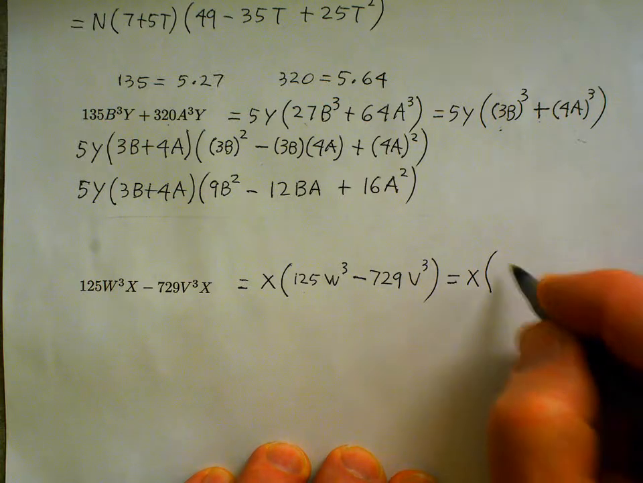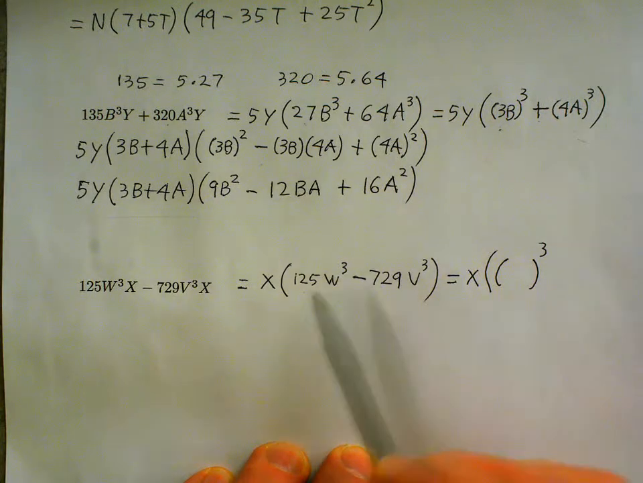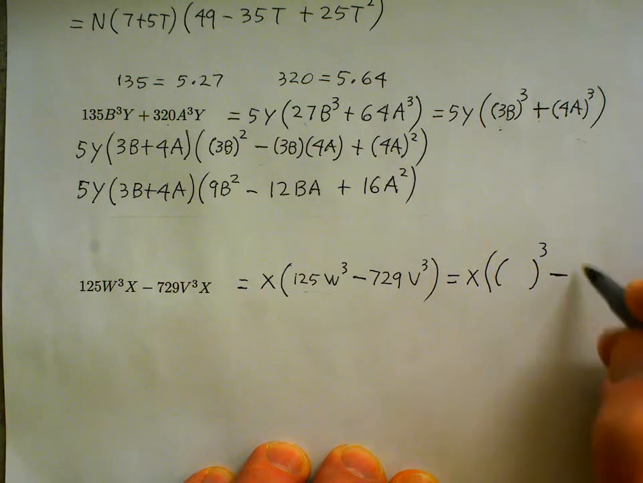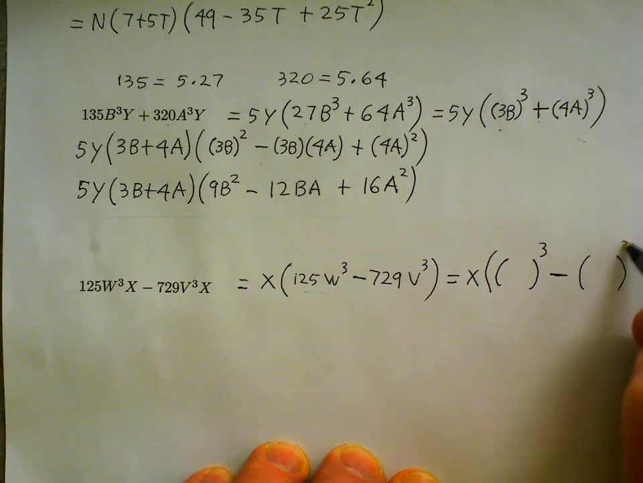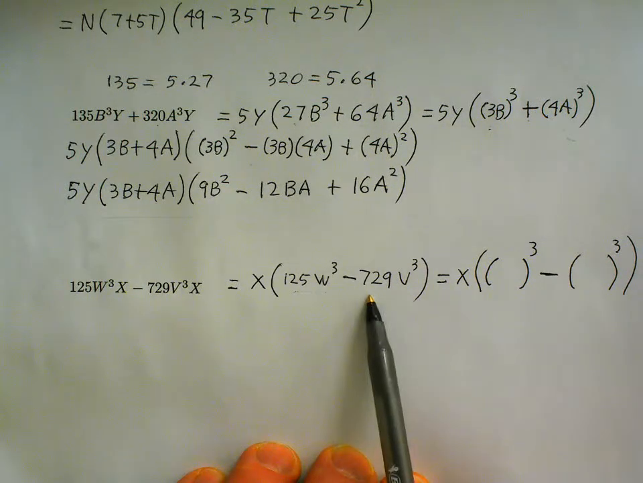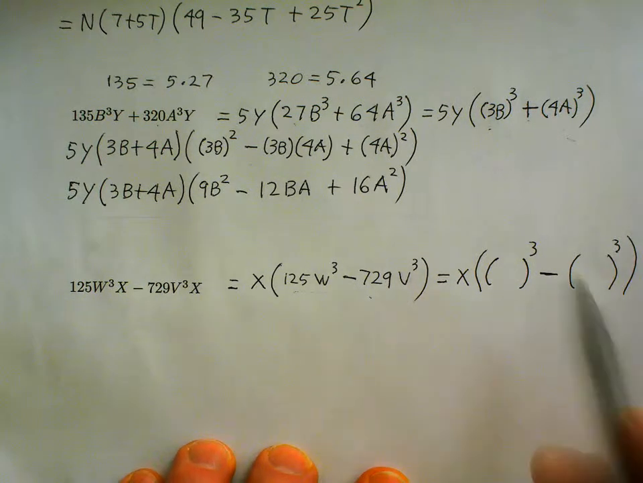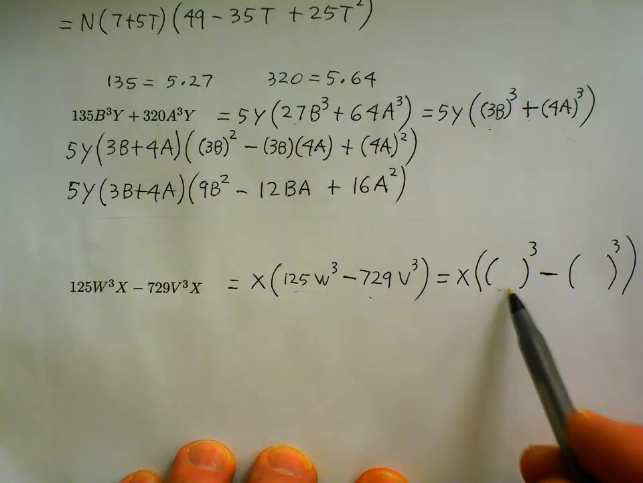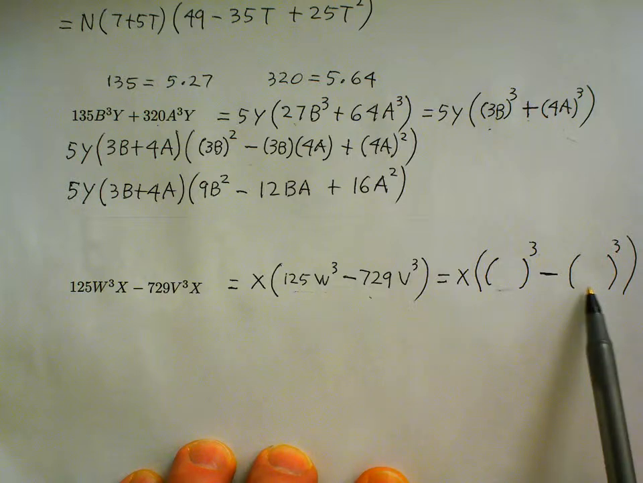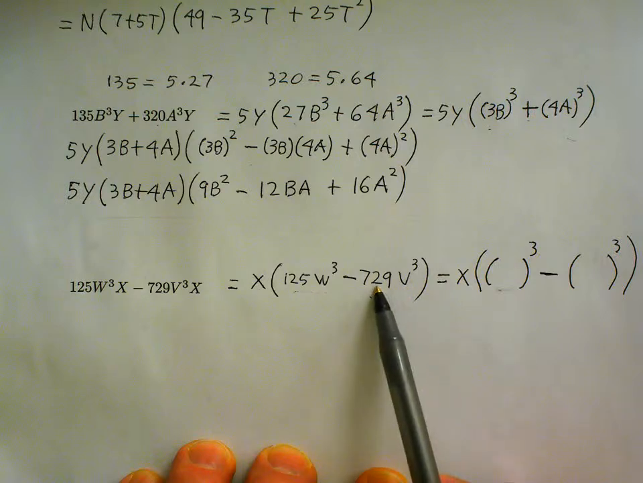Okay, I'll let you answer a question. What term do we raise to the third power to get 125w to the third? And then what term do we raise to the third power to get 729v to the third? So what should I put in this set of parentheses? Something raised to the third power equals 125w to the third. And then in the other set of parentheses, something raised to the third power equals 729v to the third.